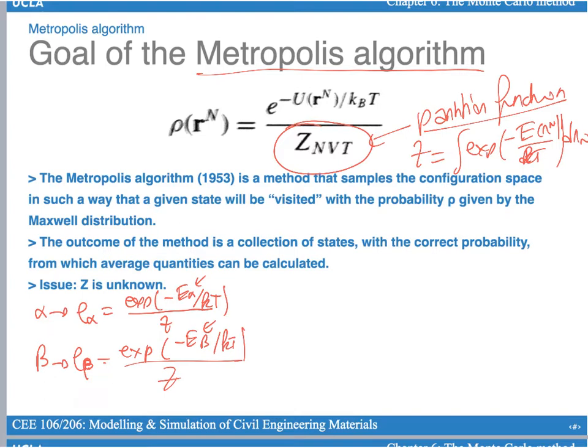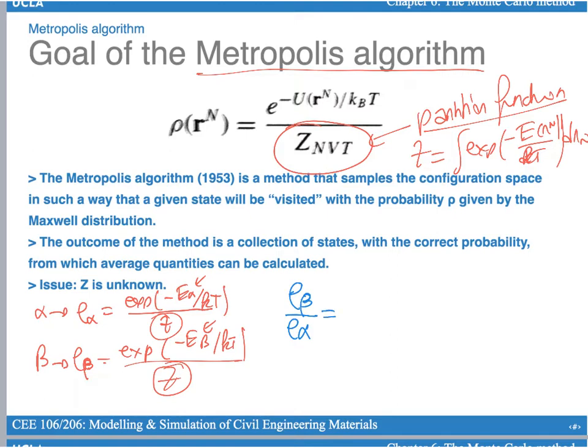So we don't know what the probability of configuration alpha is and what the probability of configuration beta is, because we don't know the value of this partition function. But what we can very easily calculate is the relative probability. We can calculate how much more probable or less probable configuration beta is with respect to configuration alpha. So in practice, what we can do is calculate the ratio of the probability of configuration beta with respect to the probability of configuration alpha.